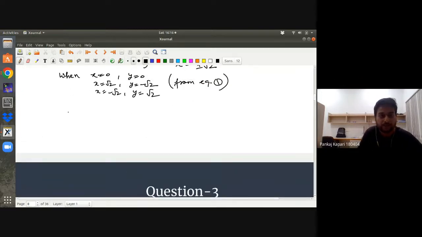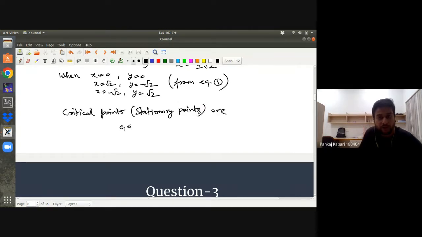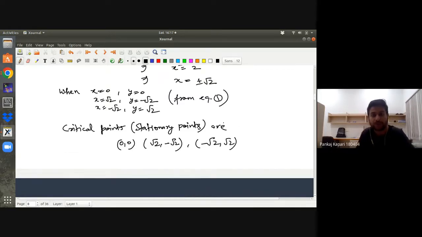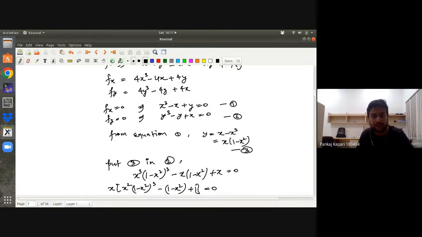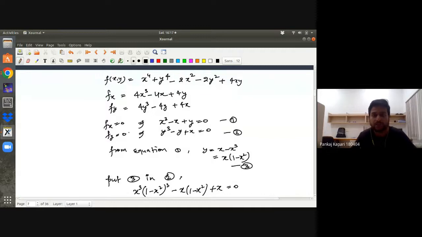And therefore the critical points, or stationary points, are (0, 0), (root 2, minus root 2), and (minus root 2, root 2). Okay, so that is our answer. D is correct. You can note down this solution, and then we'll move further.